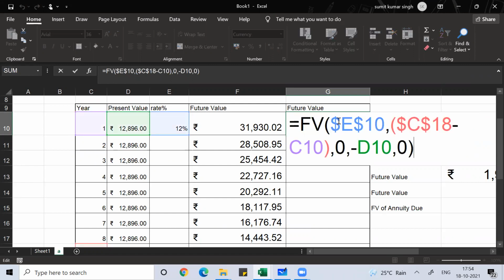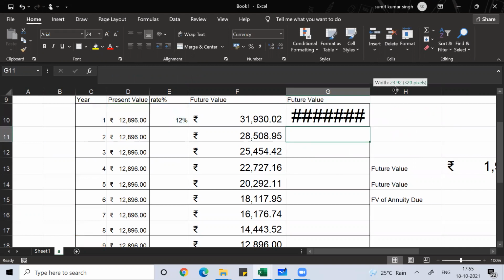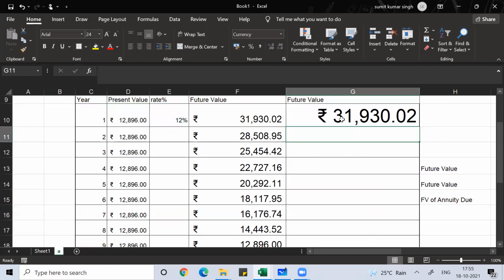So this is your E10, that is your rate. Then this is 9 minus 1 time period. Then PMT is 0. Then present value, so this is your PV, then type 0. So if you just see this, this is your future value.